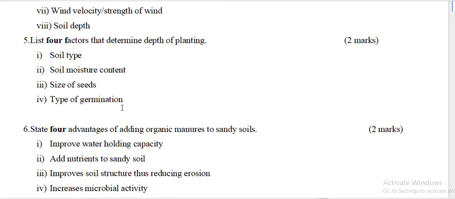Then type of germination. You can have hypogeal germination and epigeal germination, and epigeal germination can require more depth of planting. It can be planted deeper, compared to hypogeal.